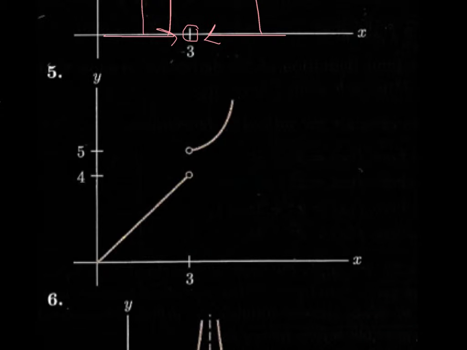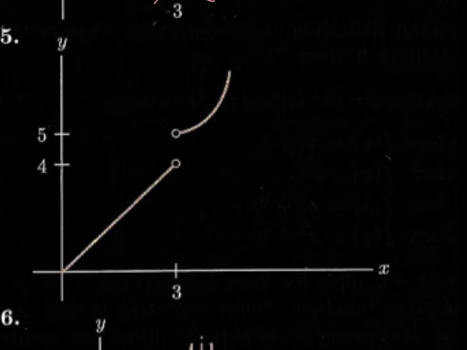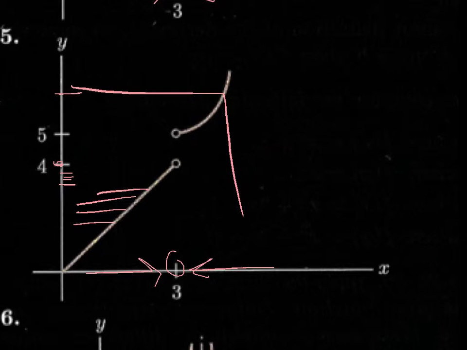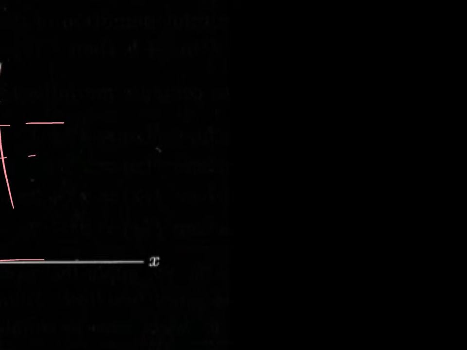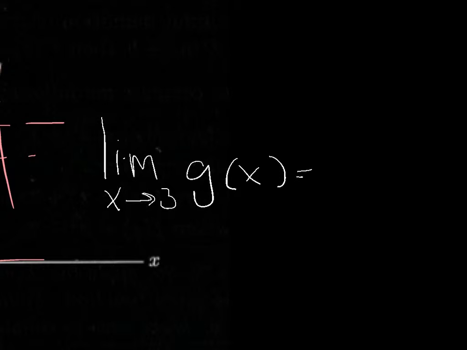Moving on to number 5. You should be able to see that around 3, if you approach from the left-hand side, your output values are getting closer and closer to 4. While if you approach from the right-hand side, the output values are getting closer and closer to 5. So the limit from either side is different, and we can say that the limit does not exist for that reason. So the limit as x approaches 3 of g of x does not exist.